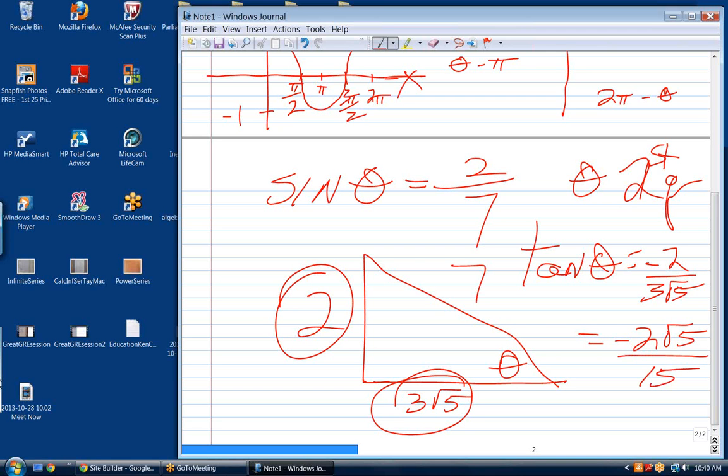Would you always rationalize a denominator by multiplying by that thing? You can only multiply a fraction by 1 without changing its value. So if I have 1 over root 7, I've got to multiply that by root 7 over root 7 to rationalize it.